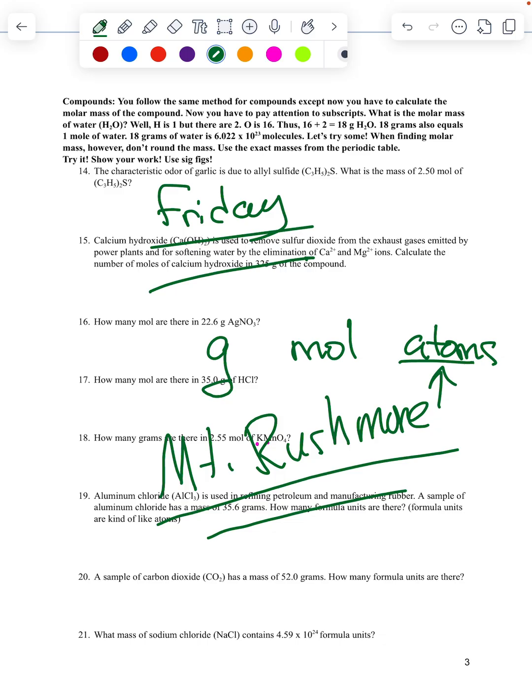But right now, I want you to go finish the rest of this worksheet. It is not for a grade, but it's the basis of everything else we're going to do in this class, okay?